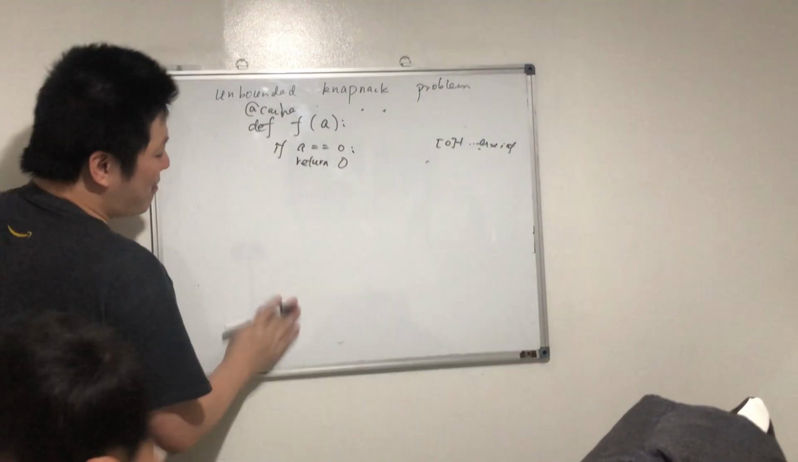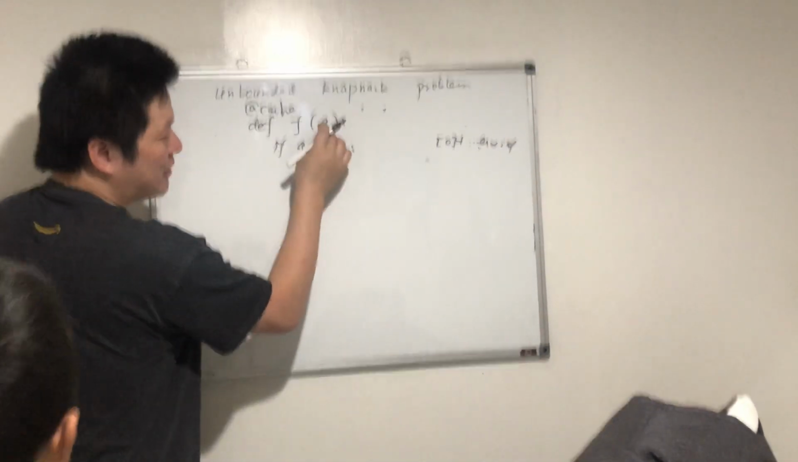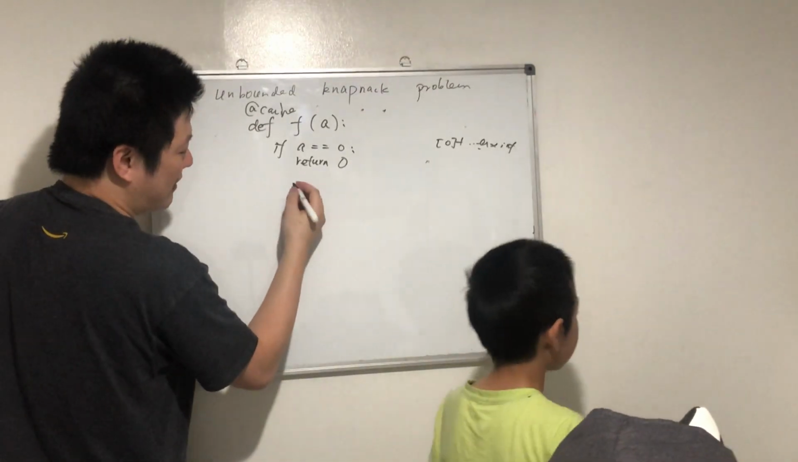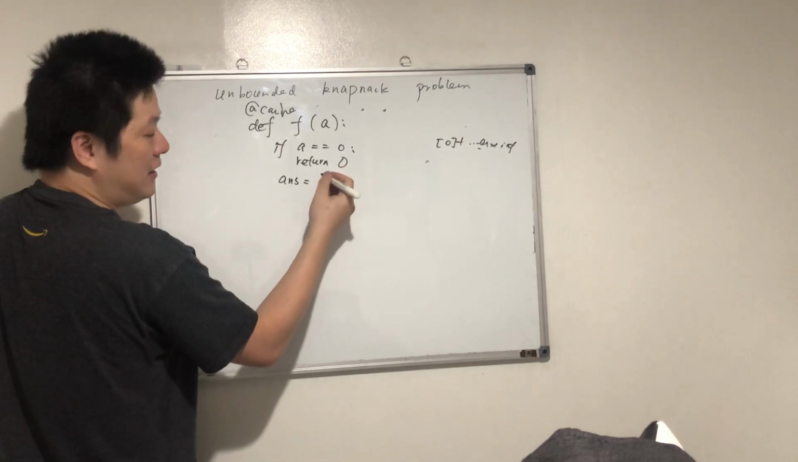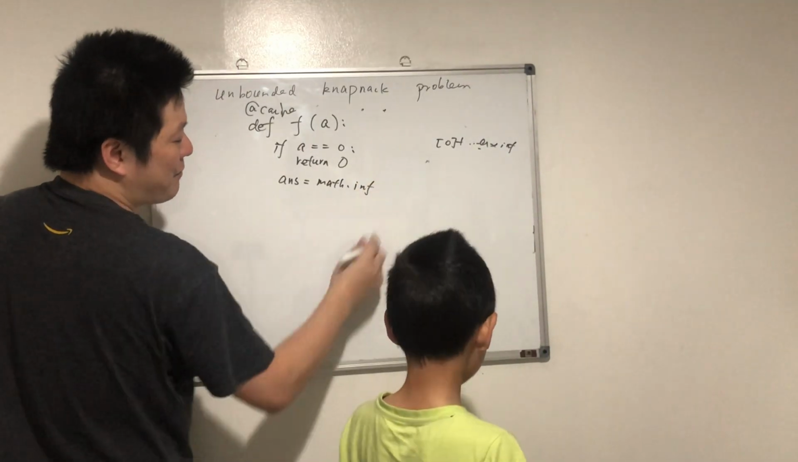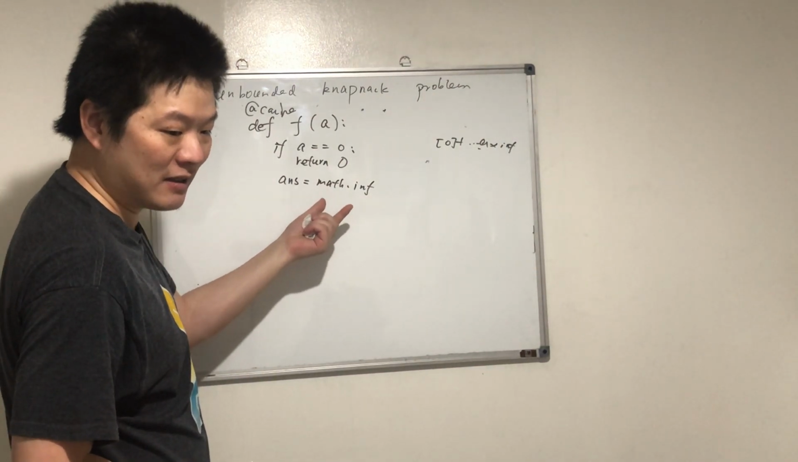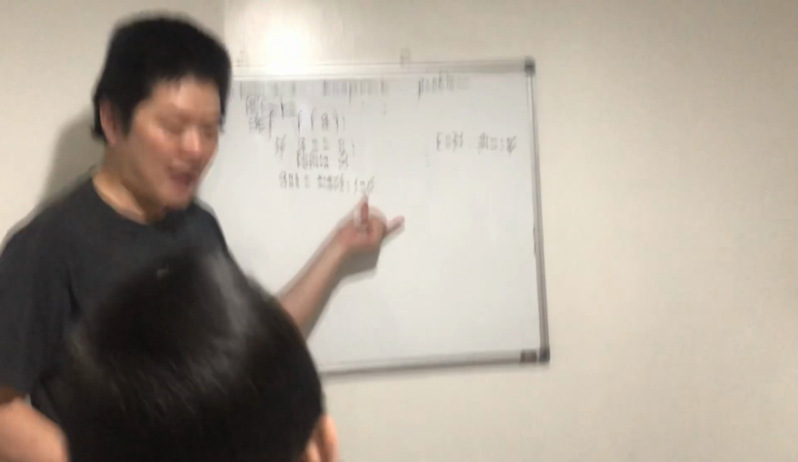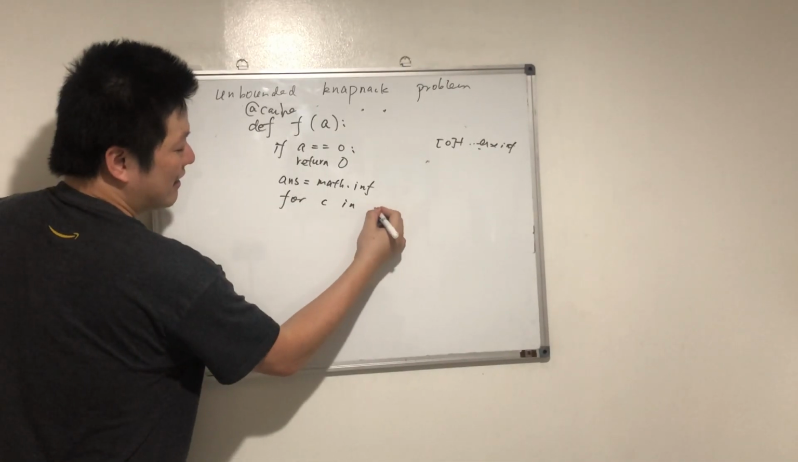Okay? Now what? I have this A. I want to calculate the A, and I have, let's say, answer equals math.infinity. At the beginning, I'm not sure which one it is. Ryan? Listen up. And then I need to iterate over the coins, okay?